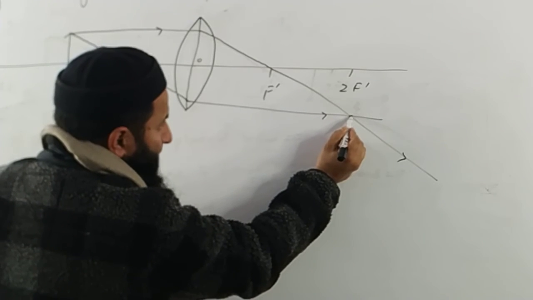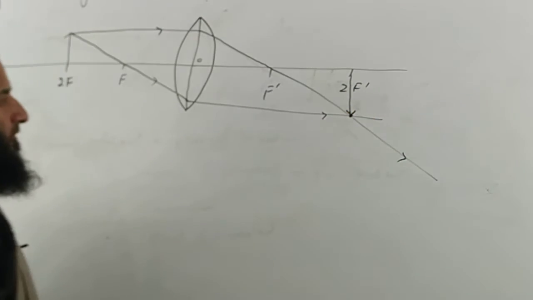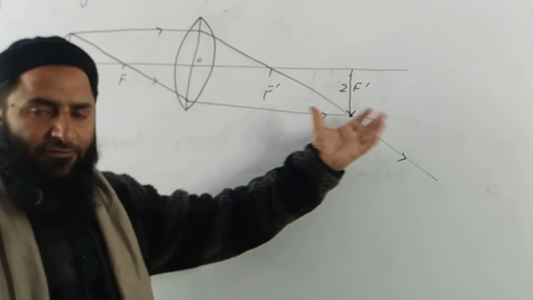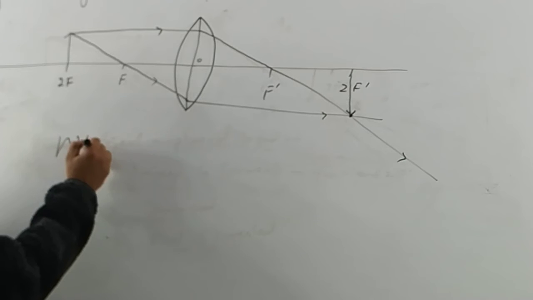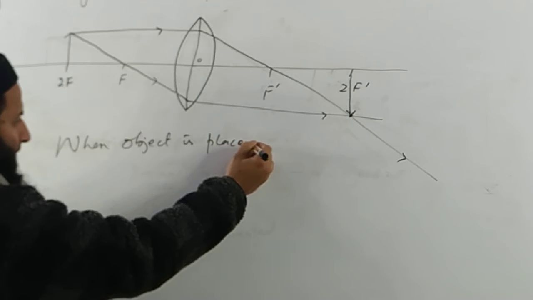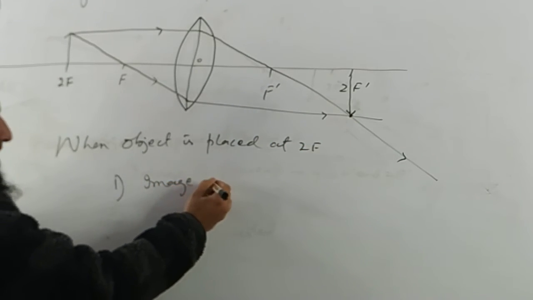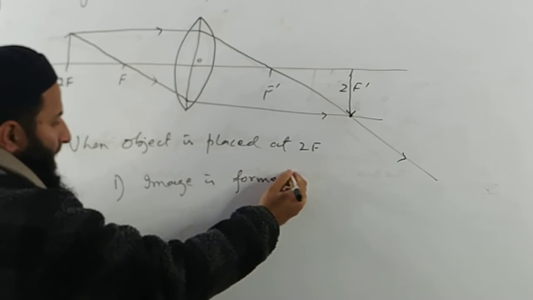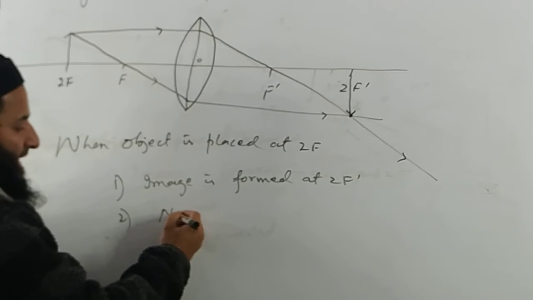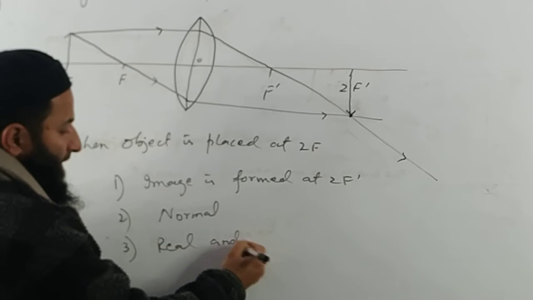ये आप देख सकते हैं, यहां इंटरसेक्ट किया. कहां? Look, when the object is placed at 2F, the image is also formed at 2F dash. It is of the same size, normal size. It is real and inverted.